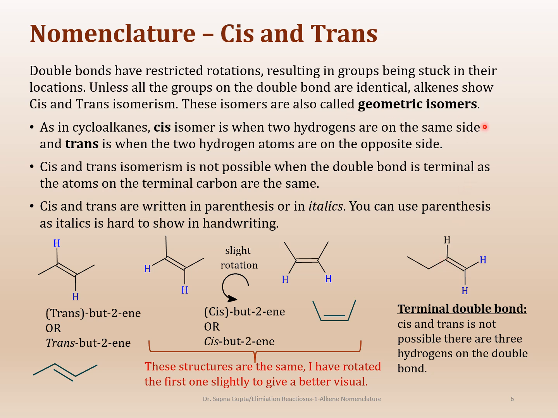These are called geometric isomers, just like they were called in cyclic compounds as well. Cis is when the two hydrogens are on the same side, and trans is when they're on opposite sides. Let me show you what they look like. Here is an alkene with the two hydrogens on opposite sides, that's trans, and if they're on the same side, then this is what it looks like, it's cis. I've just rotated the whole molecule so you can see they're on the same side.